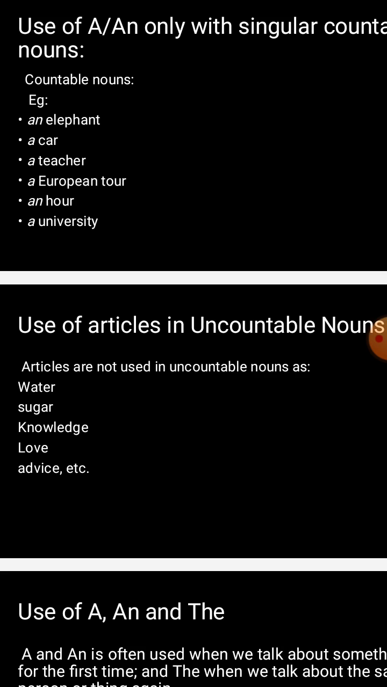Knowledge, you cannot say, it doesn't have a plural. Knowledge, knowledges, no. Love, loves, no. So these are all abstract nouns, and they are uncountable nouns which you cannot say 1 love, 2 love, or 1 advice, 1 sugar, 1 water. So when you are presented with uncountable nouns, it doesn't take an article.